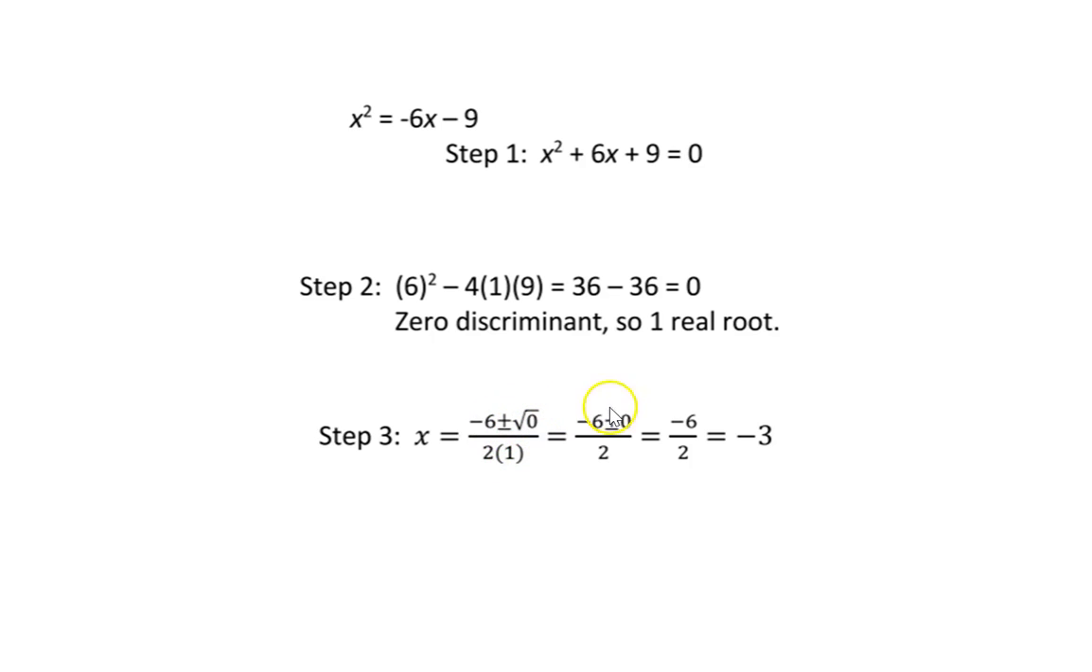The square root of 0 is 0. So we do negative 6 plus or minus 0, which is just going to be negative 6, whether we add or subtract 0, divided by 2. Negative 6 divided by 2 is negative 3. Therefore, the solution to this quadratic equation is negative 3, and we found that by using the quadratic formula, and this is the only answer because the discriminant of the quadratic equation is 0. So x equals negative 3.